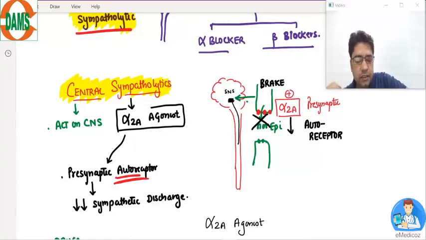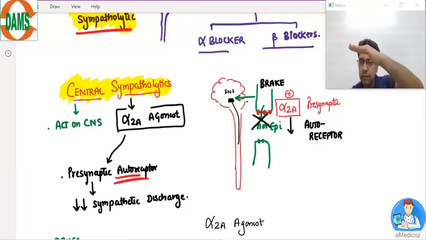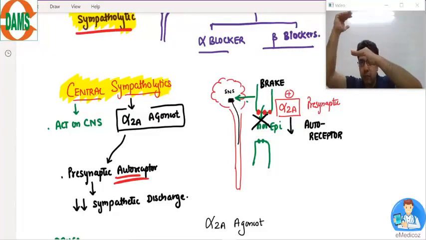Rebound hypertension means a rise due to sudden stoppage of a drug. Normally BP was less. When you are giving a drug, BP is low. When you suddenly stop the drug, it will increase, and it will further increase. It will shoot up. This is known as rebound. More than normal it will go.